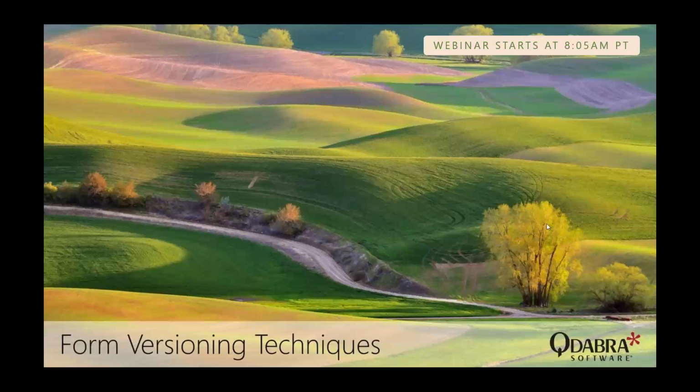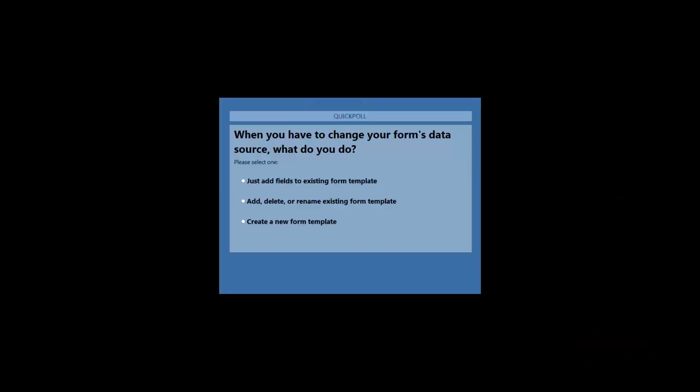Before we get started, I've got a couple of questions for you, and I'm just going to launch this poll here just to get us in the right frame of mind. You should see the poll on your screen here. And the question is, when you have to change your form's data source, when you change the fields you're collecting in your form, what do you do? Do you add the fields? Do you delete the fields? Do you create a new form template?